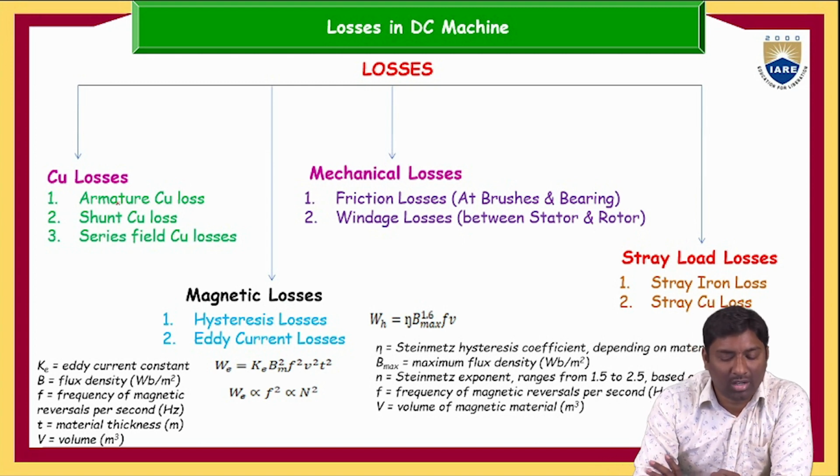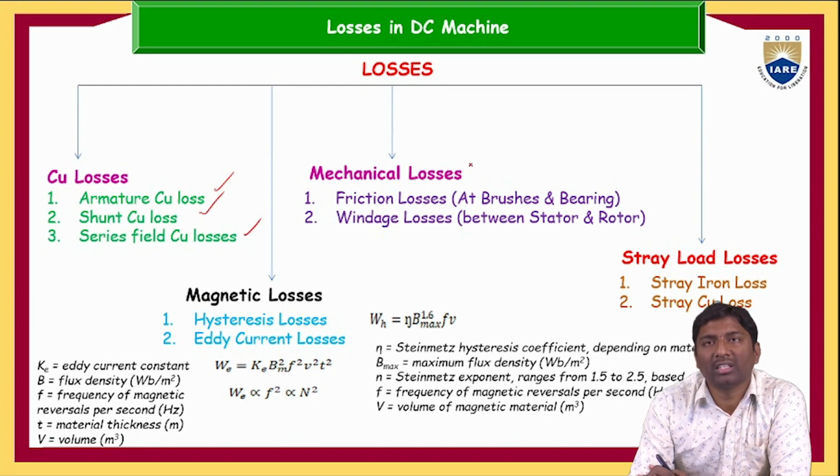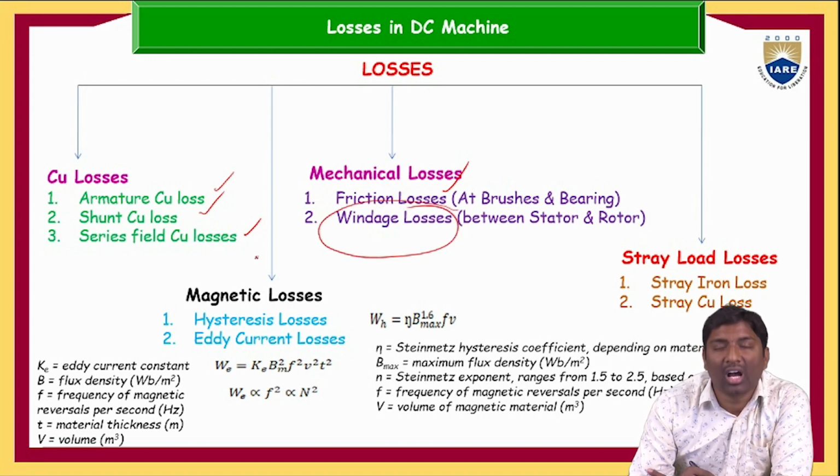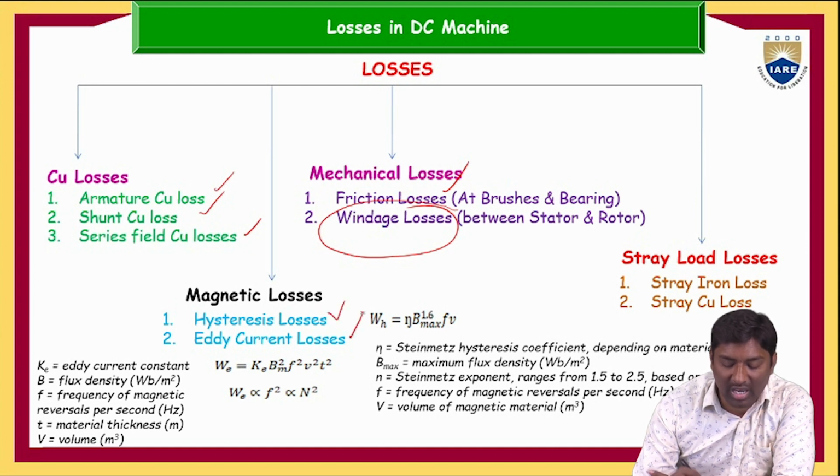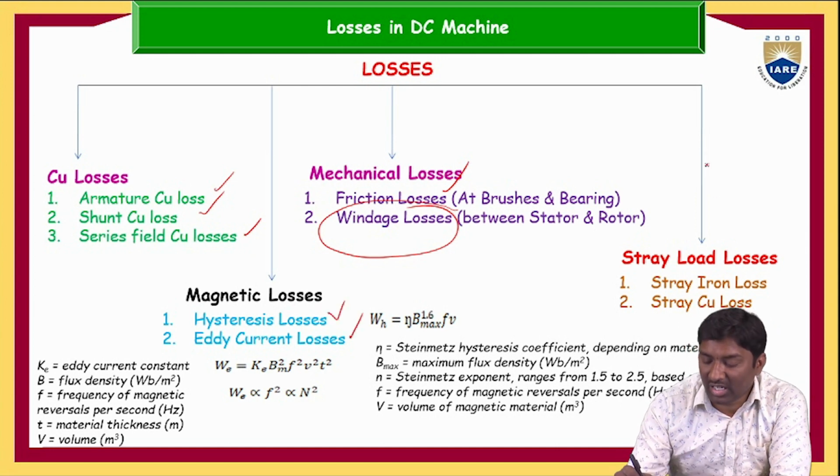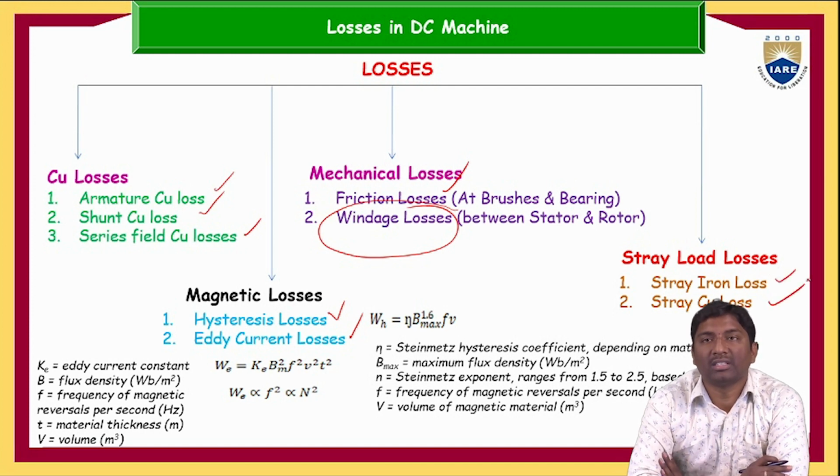So copper losses are armature copper losses, shunt copper losses and series field winding copper losses. Mechanical losses: friction at the brushes and bearings gives friction losses. Between the stator and rotor, that is between the armature winding and the field winding, we get the windage losses. The magnetic losses are hysteresis losses and eddy current losses. And the stray load losses are stray iron losses and stray copper losses.